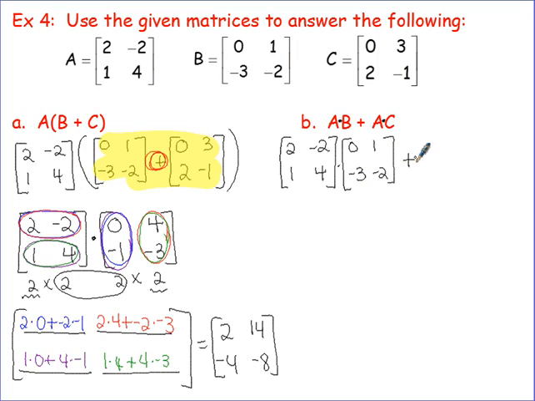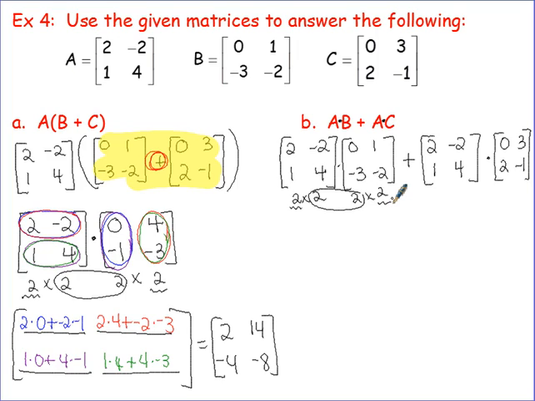We got an addition problem, but we all know multiplication comes before addition. We got A again, 2, negative 2, 1, and 4, times C, 0, 3, 2, and negative 1. Okay, 2 big old multiplication problems. 2 rows, 2 columns, 2 rows, 2 columns. We can do it because those match. The answer is a 2 by 2.